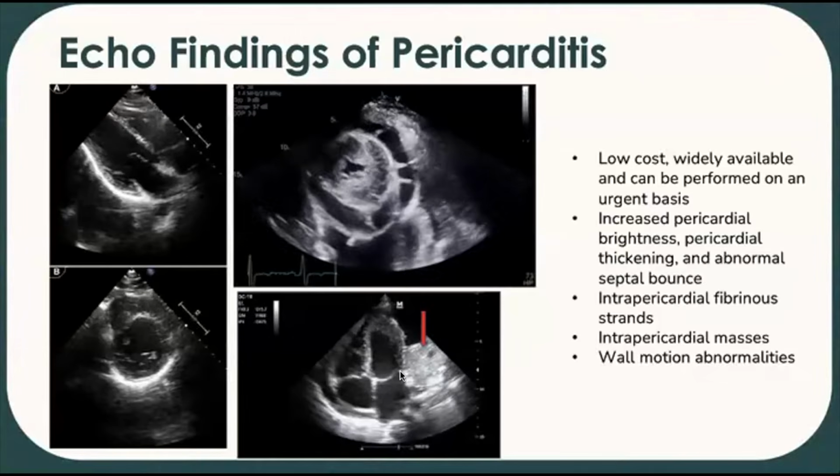And you can also find intrapericardial masses that can be seen with primary or secondary tumors or with inflammatory processes. And then, of course, the main finding you're going to have is pericardial effusion. That can be trivial up to large, can be localized, circumferential, loculated. And importantly, tamponade physiology, you can see it in up to about 3% of patients.